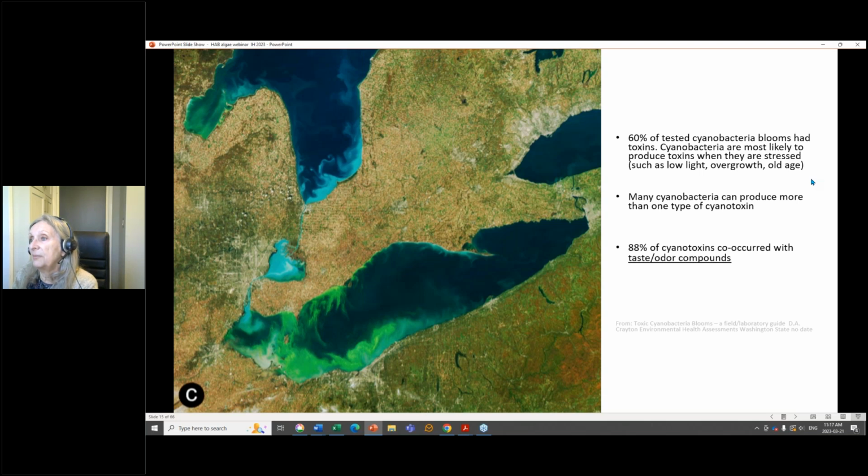So again, as I've mentioned before, cyanobacteria are most likely to produce toxins when they're stressed, such as low light, overgrowth, or the bloom itself is aging. Many cyanobacteria that produce toxins produce more than one type, and 88% of cyanotoxins co-occurred with taste and odor compounds. This to me is a huge advantage because there's a signal there. If the water smells very strange, there could in fact be cyanotoxins present.